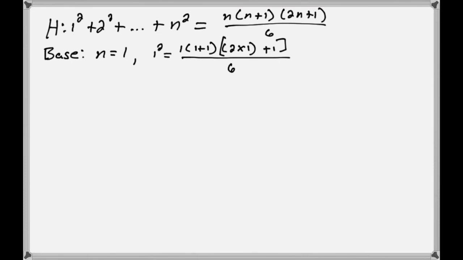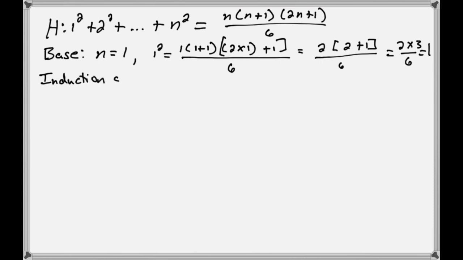So 1 has been inserted for all cases of n here, and we do a little bit of simplification, and we end up with 2 times 3 over 6, which of course is 1. 1 equals 1, so 1 squared, which is 1 of course, is equal to all of this other stuff, which brought us to 1, and so we have established that this is true in the case of n equals 1. Okay, so now we go on to the induction step.